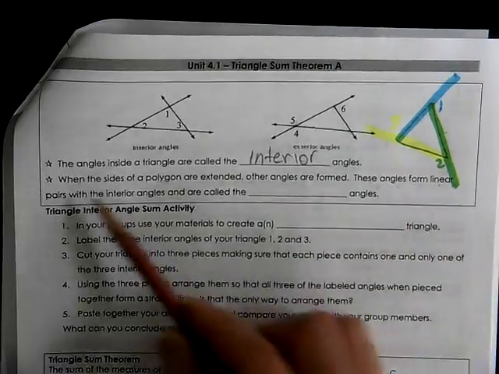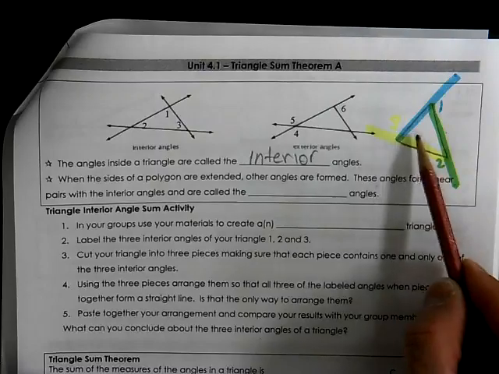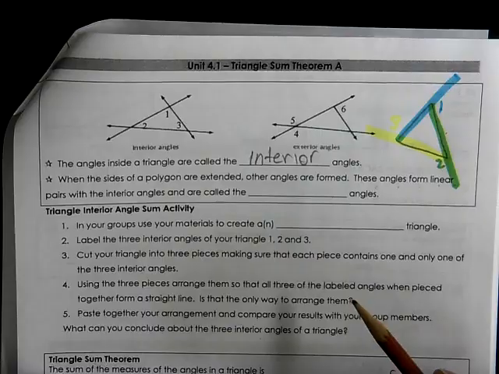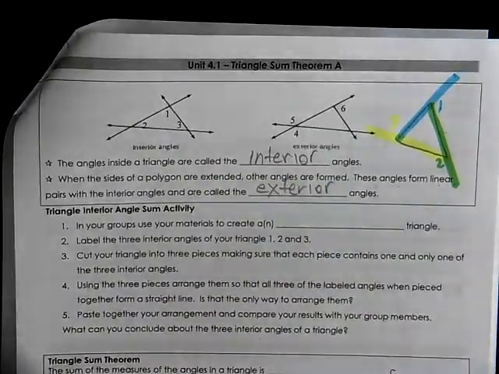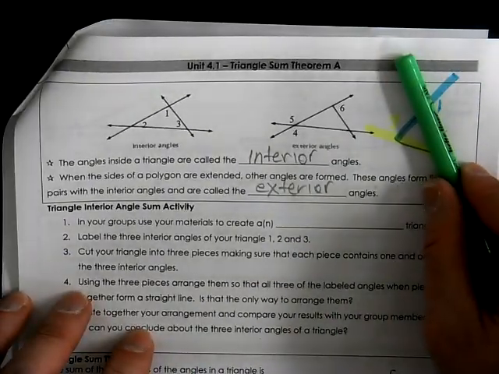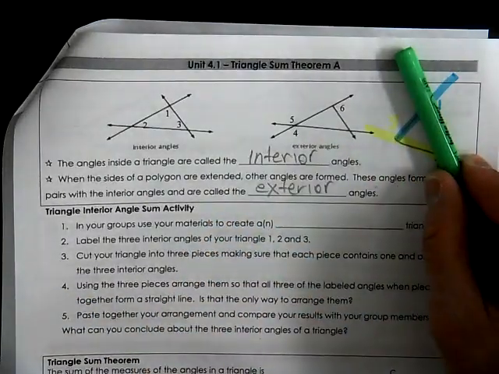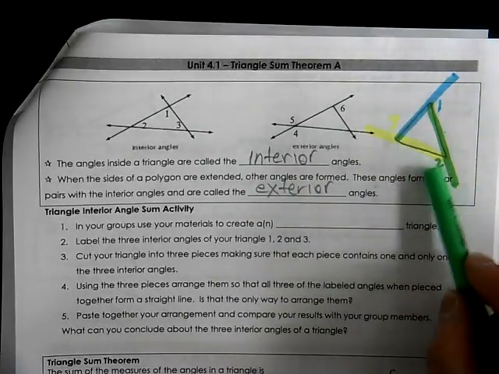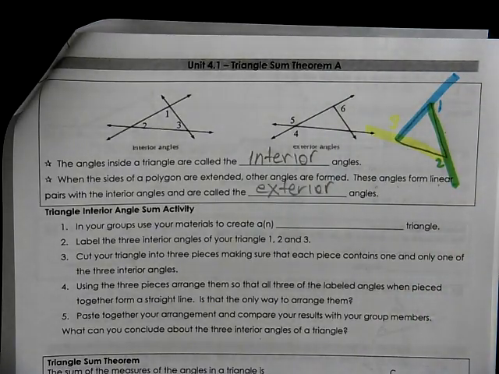These angles form linear pairs with the interior angle, a linear pair with the interior, and are called exterior angles. Now, if you would extend the green over the blue and extend that one out, you would have another set of exterior angles. But typically, we talk about having just one pair of exterior angles per vertex. And we'll learn special properties about those.